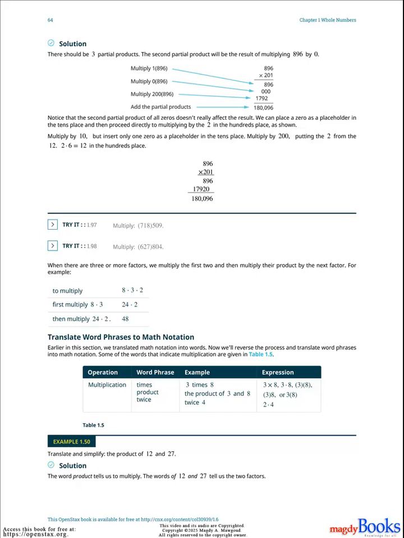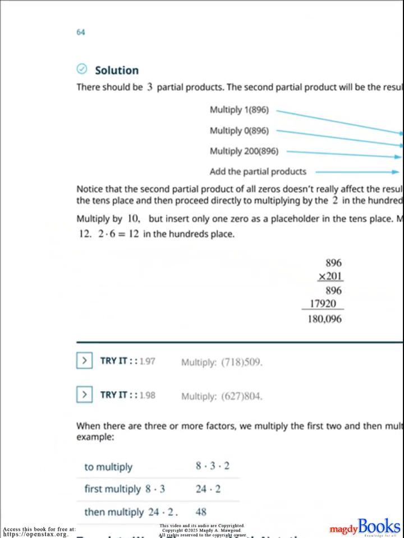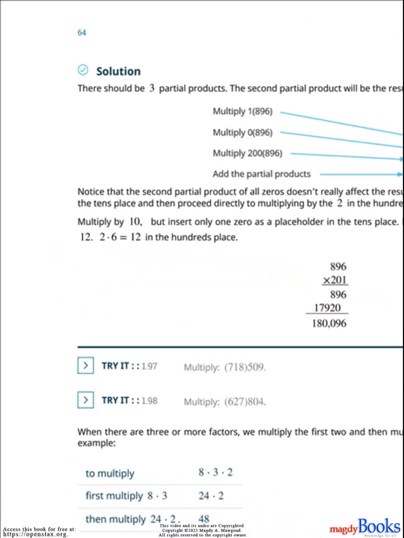Notice that the second partial product of all zeros doesn't really affect the result. We can place a 0 as a placeholder in the tens place and then proceed directly to multiplying by the 2 in the hundreds place, as shown. Multiply by 10, but insert only one 0 as a placeholder in the tens place. Multiply by 200, putting the 2 from the 12, 2·6 equals 12, in the hundreds place. 896 multiplied by 201 equals 896 plus 179,200, equals 180,096.